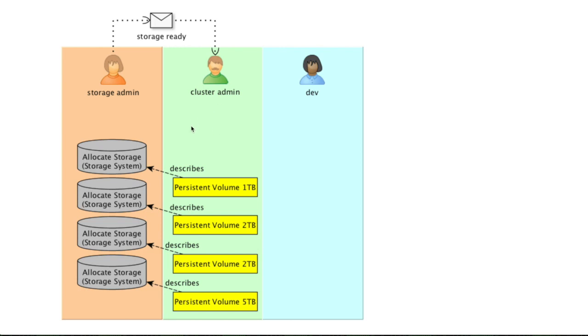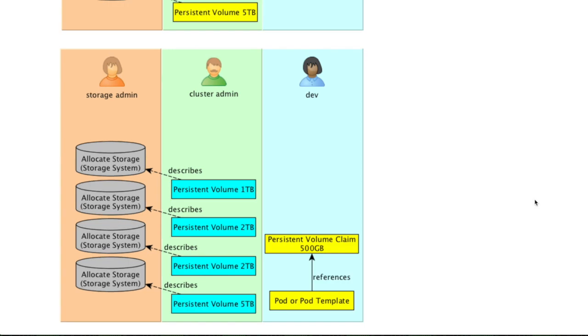The cluster admin then has to create persistent volumes, and these persistent volume objects refer back to the storage that's been allocated. So these basically describe the units of storage that are available. When a developer or application owner then wants to leverage persistent storage, they'll create what's called a persistent volume claim. This persistent volume claim can be referenced by a pod or a pod template. So in this case, our developer or application admin is interested in getting 500 gig of stateful storage.